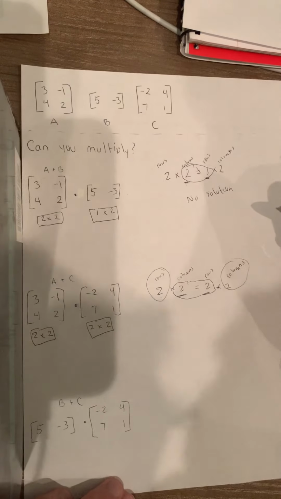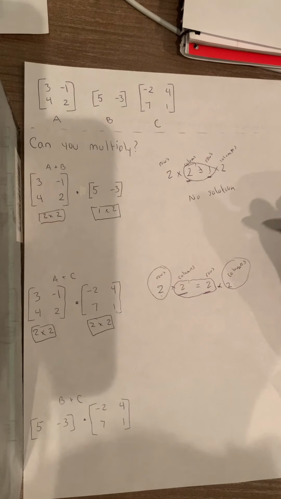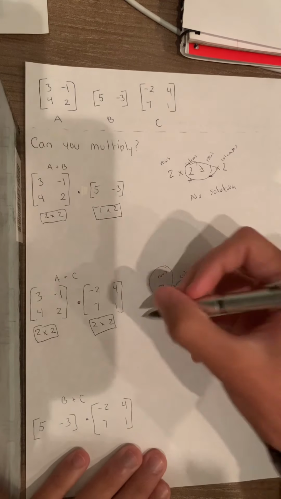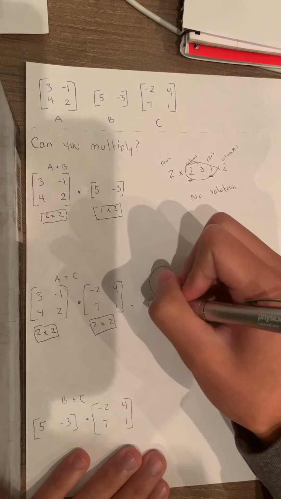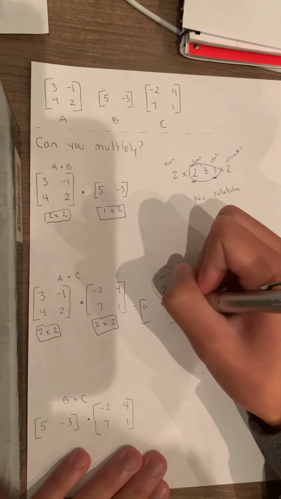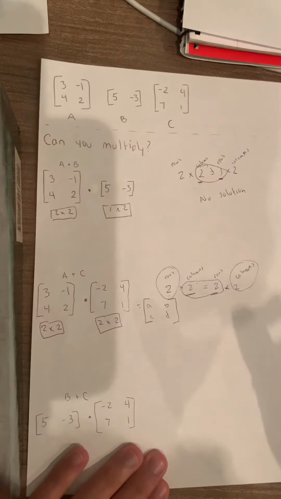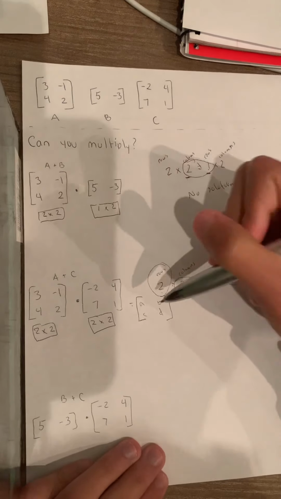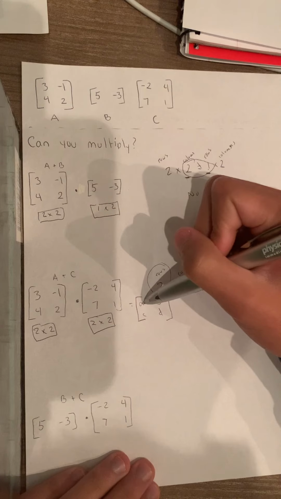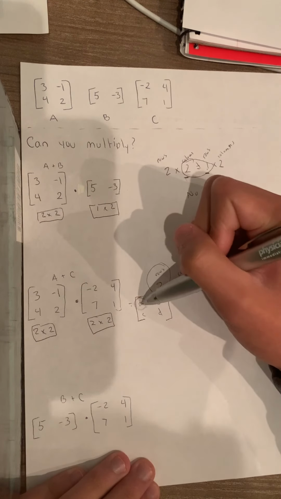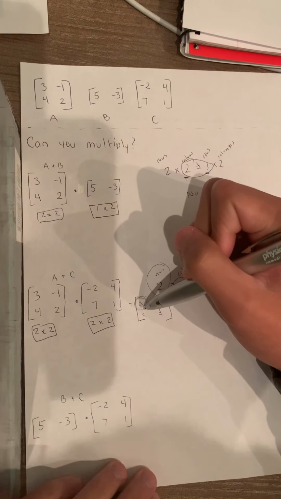So now comes the more complicated part. How do you solve for this? Well, you already know that it's going to be a 2 by 2 matrix, so we can just represent those with A, B, C, and D. So the way you solve for each of these numbers is you multiply the row that the number you're looking for is in and the column it is in for each matrix.